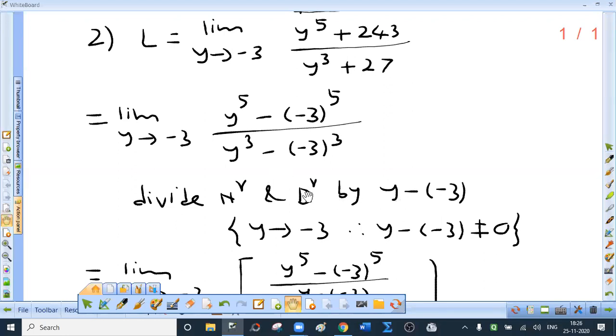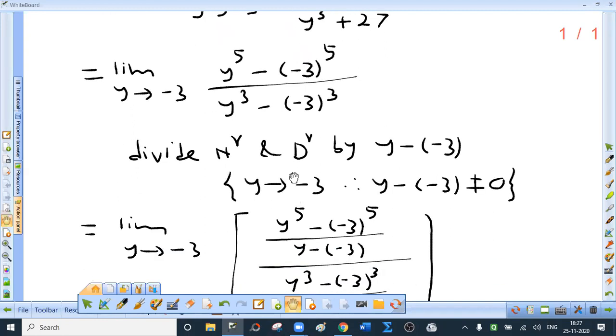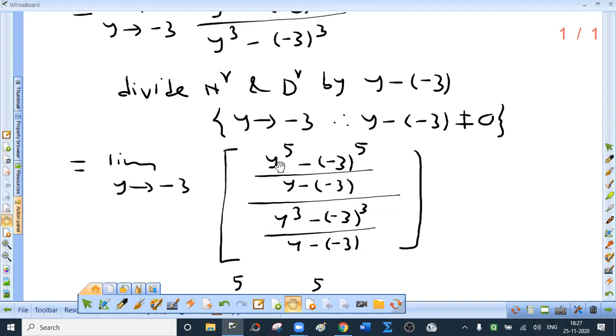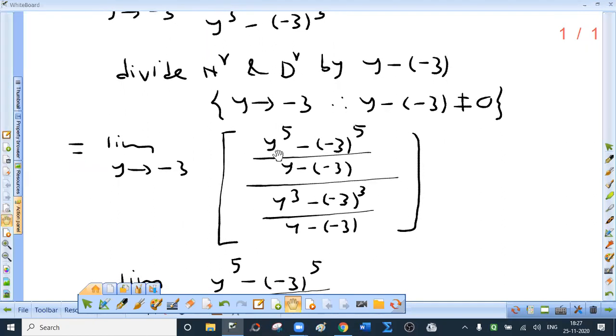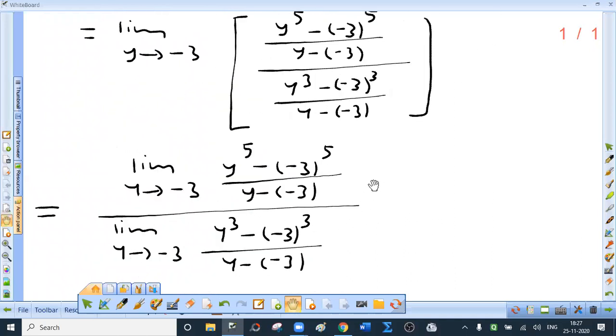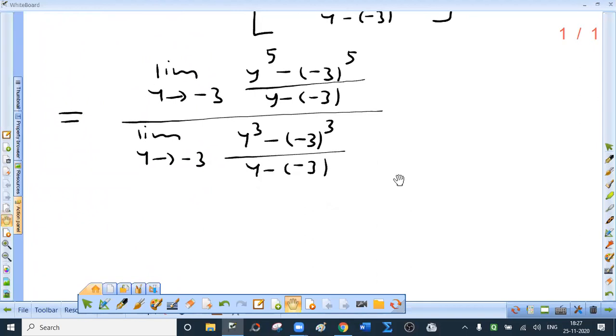Why? See, the standard limit says limit of x raised to n, or here y raised to n minus a raised to n upon y minus a. Here y minus minus 3. So that is missing. And in fact, it should be present both in numerator and denominator. And that is why we are dividing. Is division valid? Yes, because this is not 0. Now, what is the limit of the quotient? Limit of numerator upon limit of denominator.